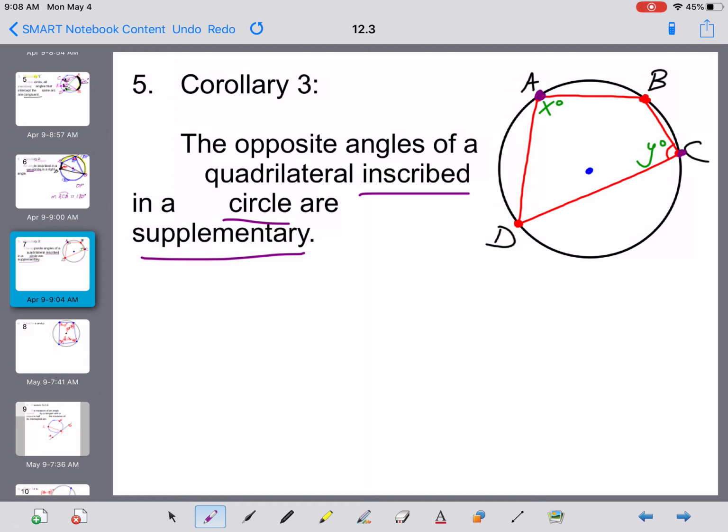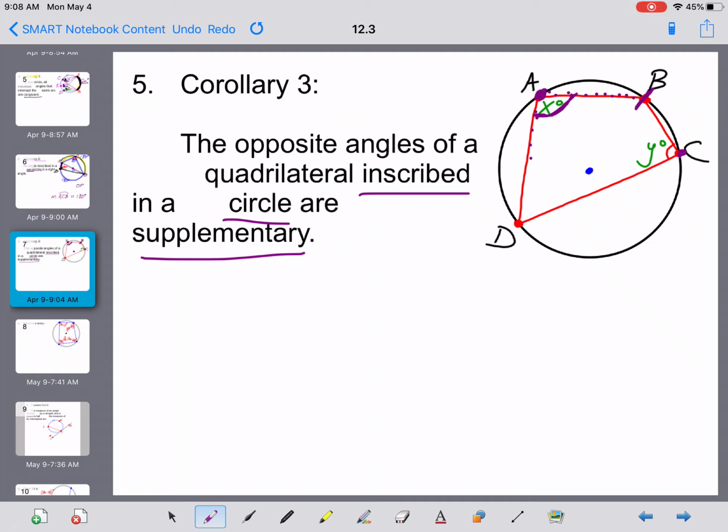All right, if we focus on what's going on at angle BAD, the one that I have labeled X degrees, here is an angle with its vertex on the circle. That's an inscribed angle. And the arc that it intercepts, let's follow these segments over here, starts at B right here.